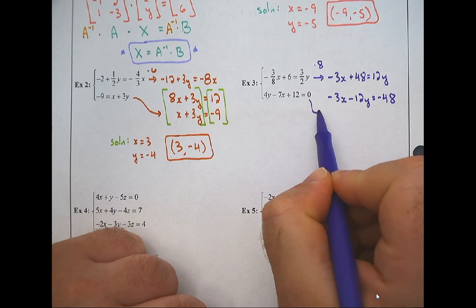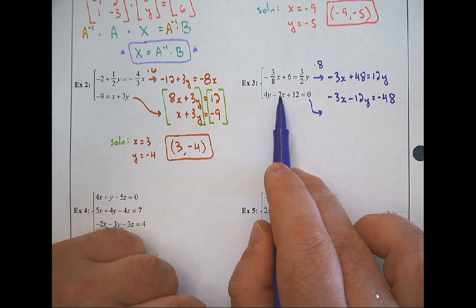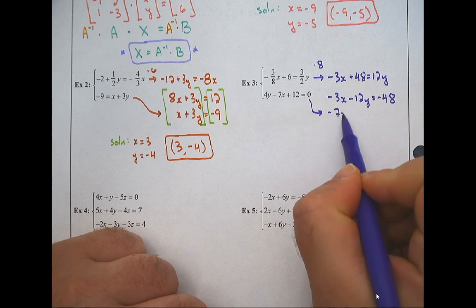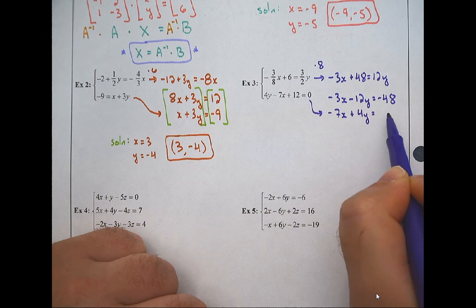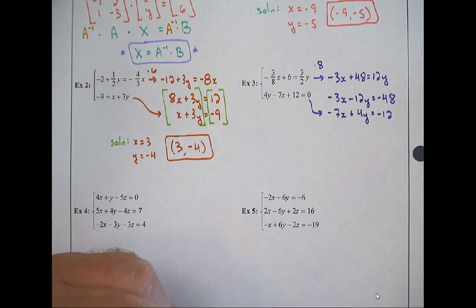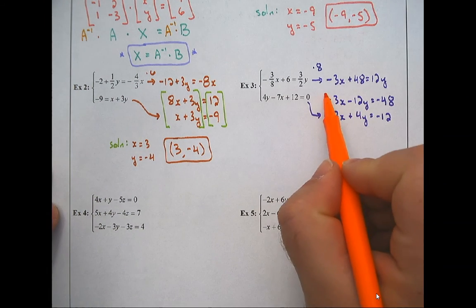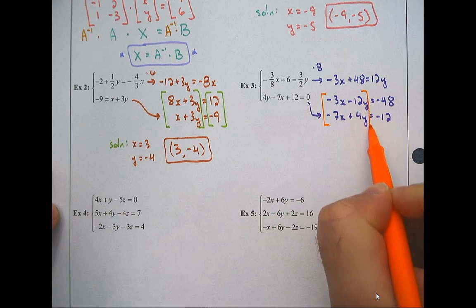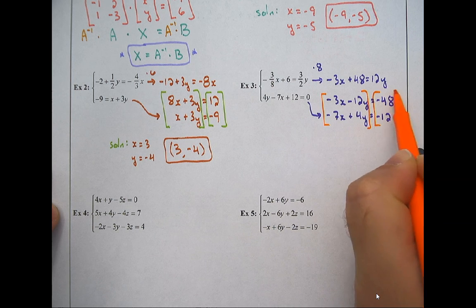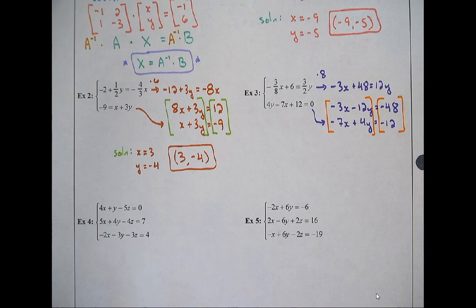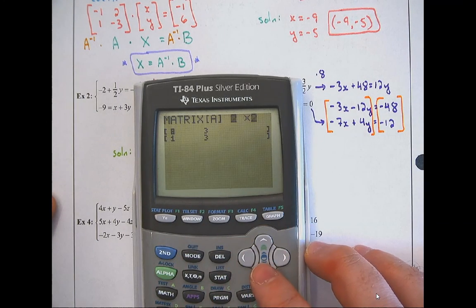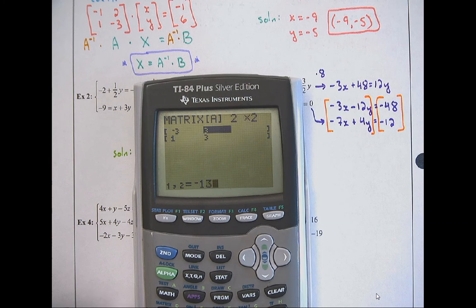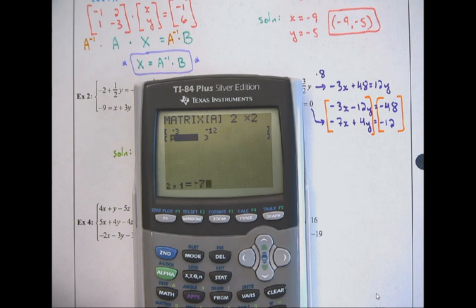This equation is also not in standard form, but it's easy to manipulate. I'm going to bump the x out front, negative 7x. I'm going to push the y to the back, and then I'm going to bump the 12 over. Now I need to create my matrices. This will be matrix A. This will be matrix B. And then I'll use the magic formula, A inverse B. Negative 3, negative 12, negative 7 and 4.